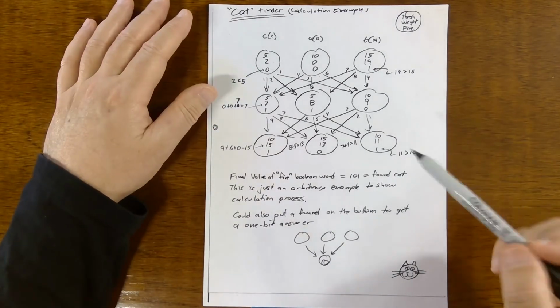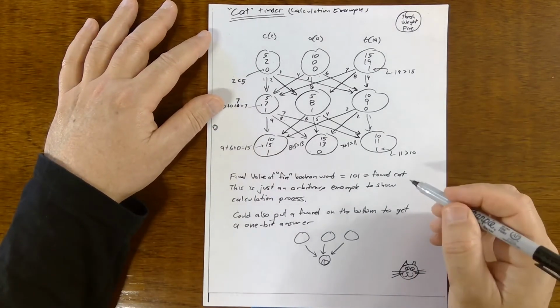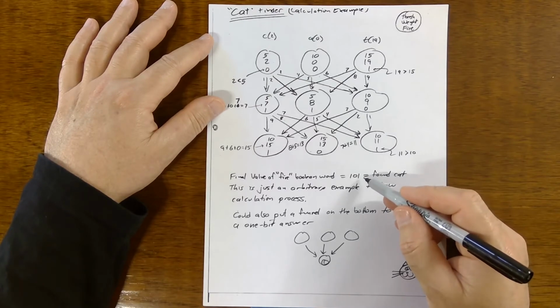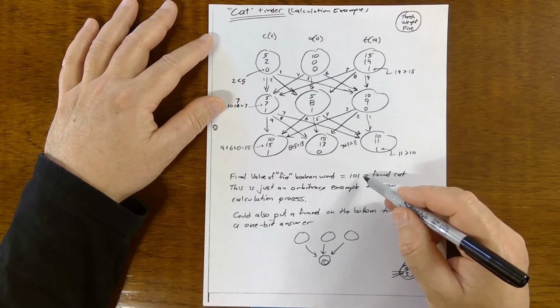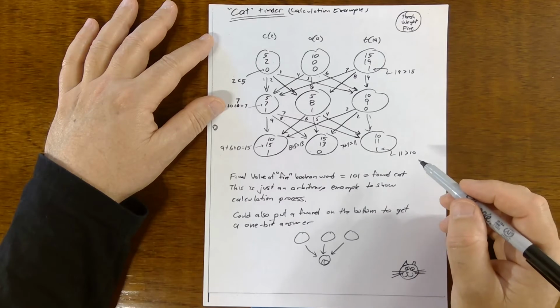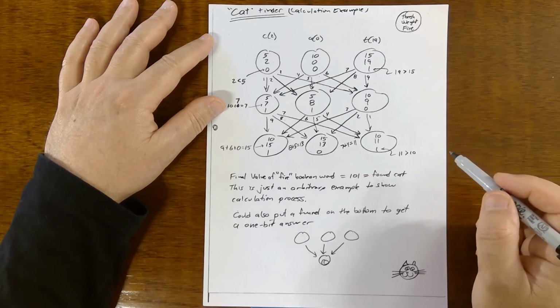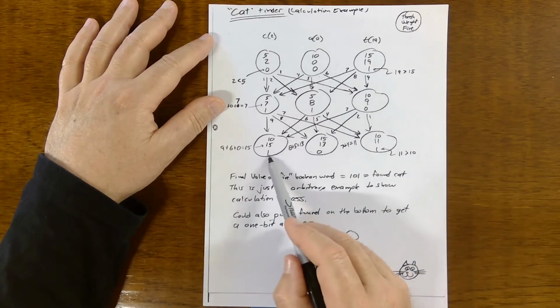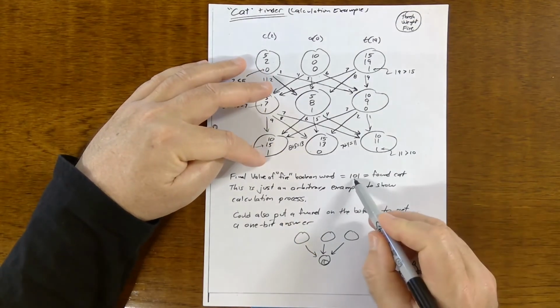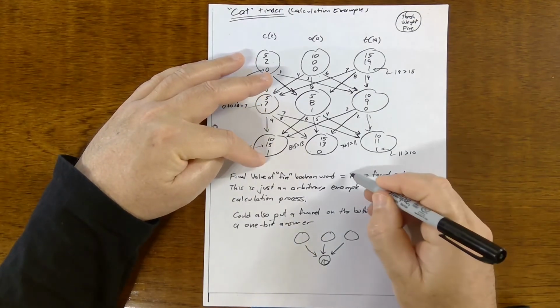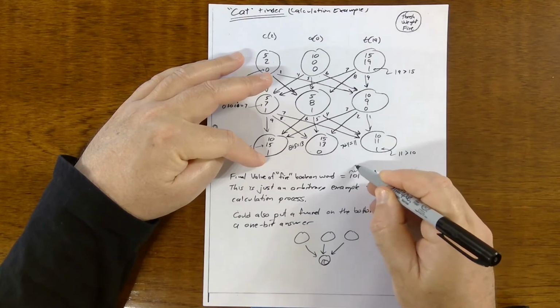And the criterion I set was anything greater than 3 binary is a cat. So basically looking for a 1 right here. Or you could specifically look for 101, or decimal 5.